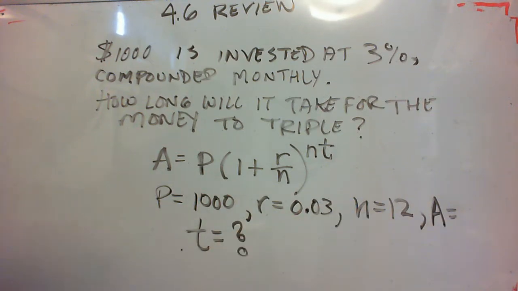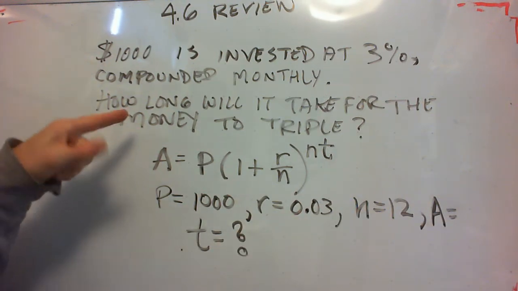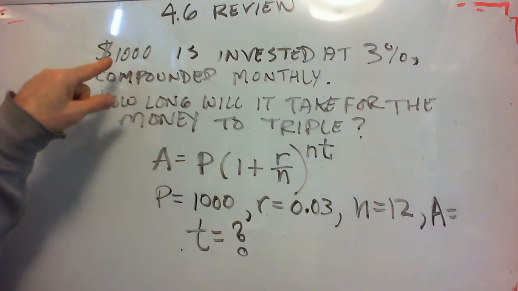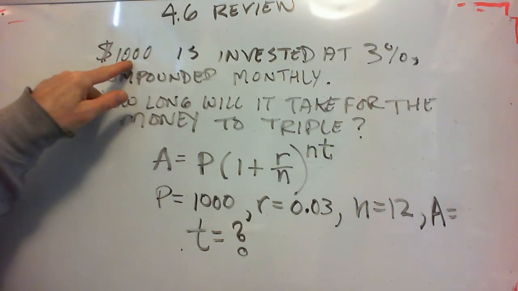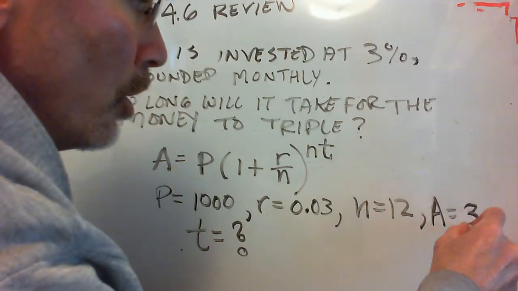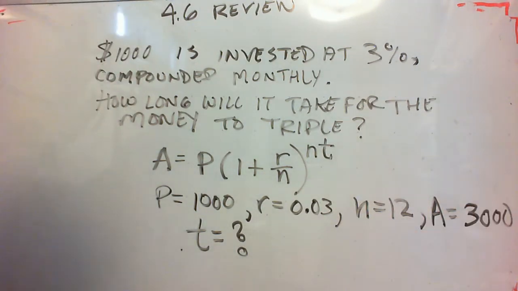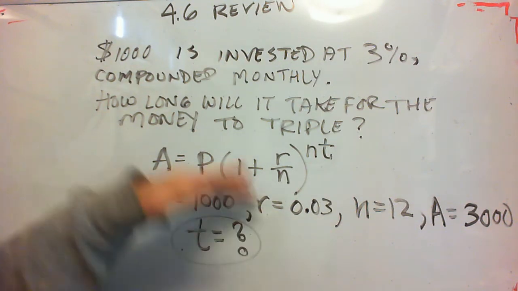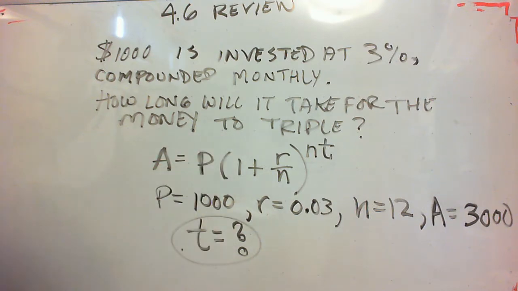A, you're probably wondering, well, we don't know what A is. But yes, we do, because the problem is how long for 1,000 to triple, meaning A is going to be 3,000. So we do know what A is. It's 3,000. And what we're finding here is T. So we're going to plug all those values in and then solve for T.